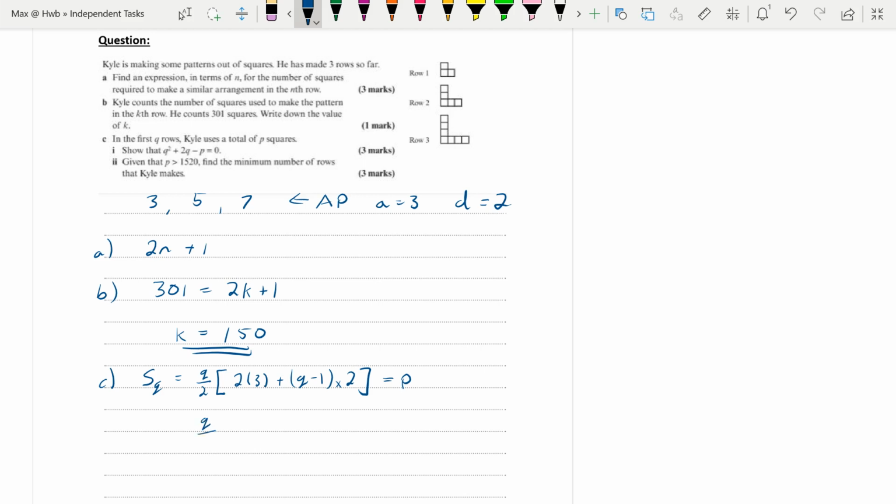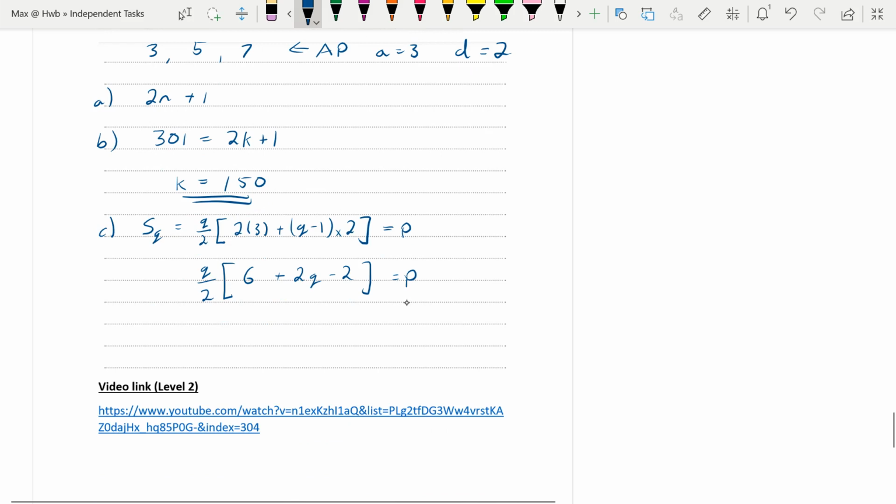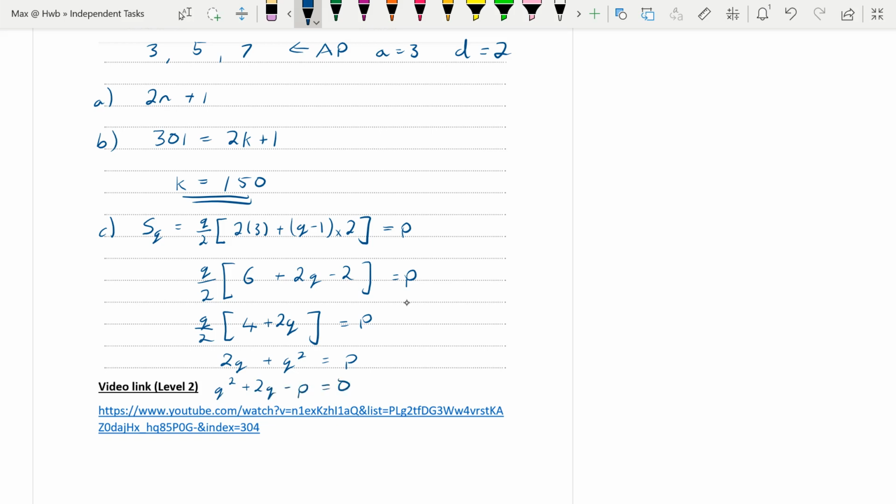So I've got q over 2, and then my brackets, I've got 6. Then I'm going to expand it by 2, so 2q minus 2, and that equals p. And again, I'm going to keep rearranging and solving. So I've got q over 2, and then I've got 4 plus 2q, and that's p. I'm going to expand out, so I've got 2q plus q squared equals p, and I can rearrange that. That is q squared plus 2q minus p equals 0. So that's part 1. That's what they wanted me to get there.